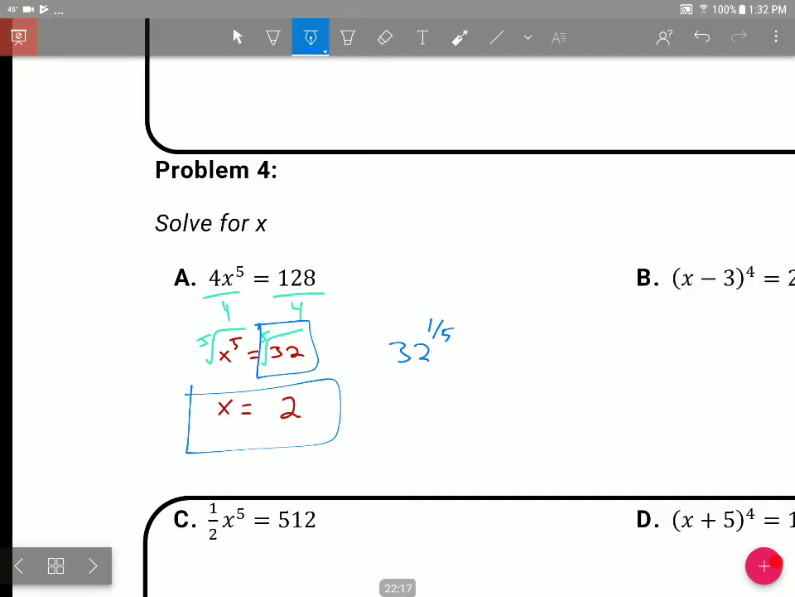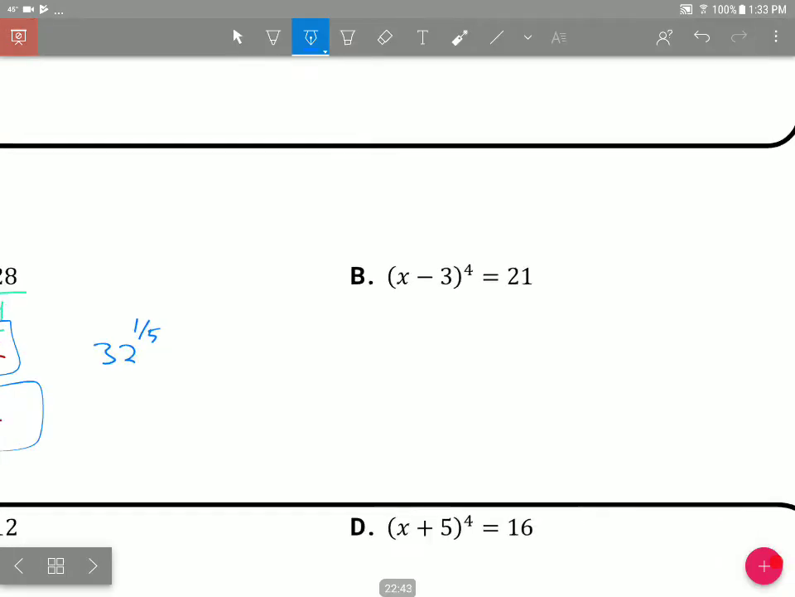Let's keep rolling. Mr. Hunter, so if the 5 was a 4, it would have a plus or minus 2? It would have a plus or minus. If it was an even numbered root, you would have to put a plus or minus out there, because even numbered roots have two possibilities, a positive and a negative. This is only true when you're solving for x. If you're just taking the 4th root of a number because it tells you to, that's going to be positive. That's fine.